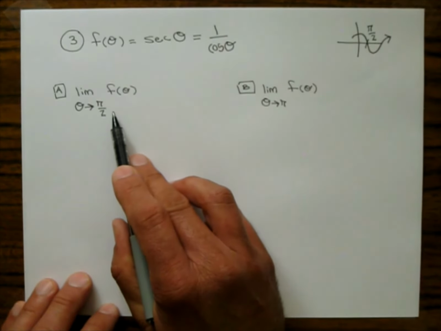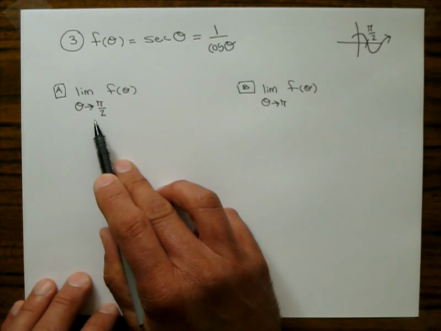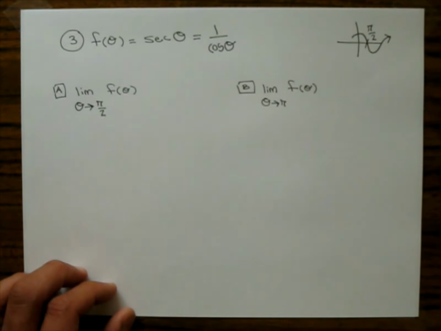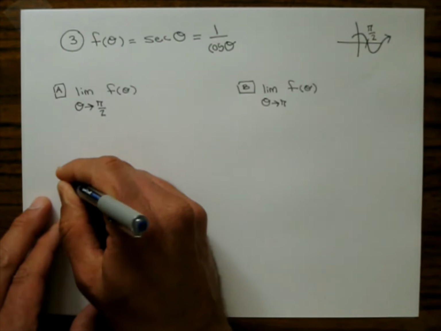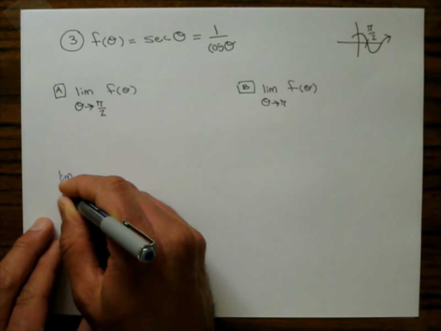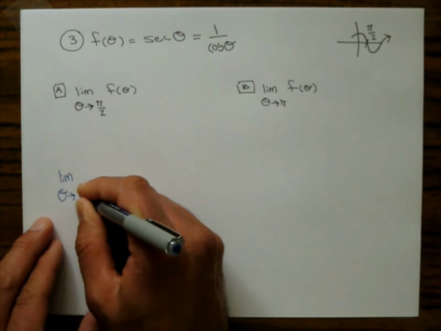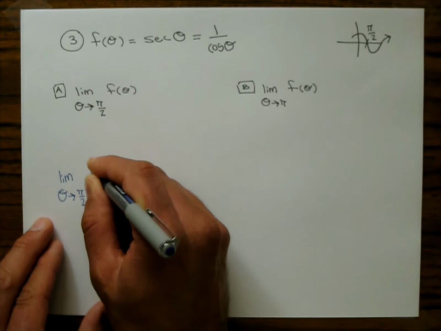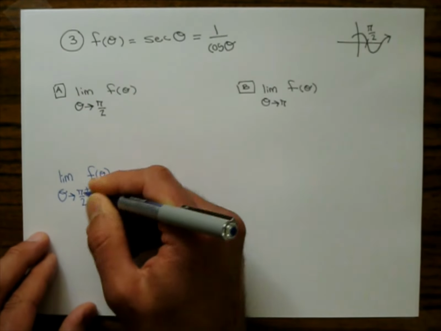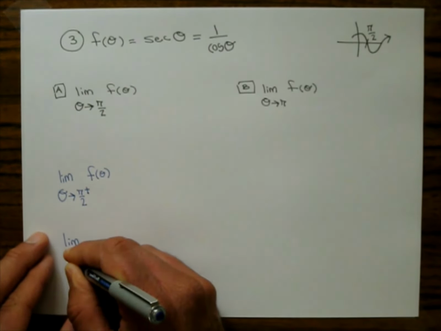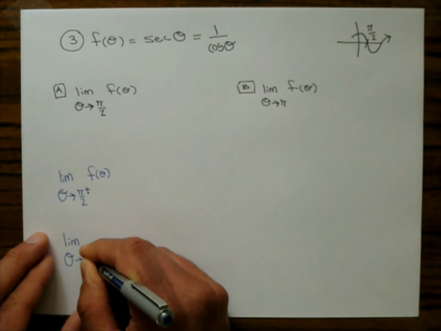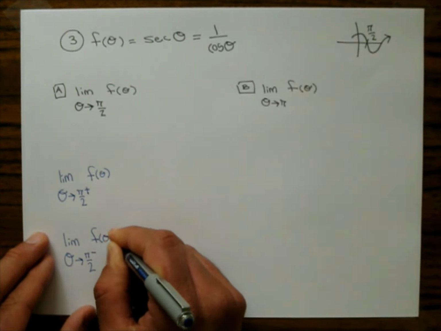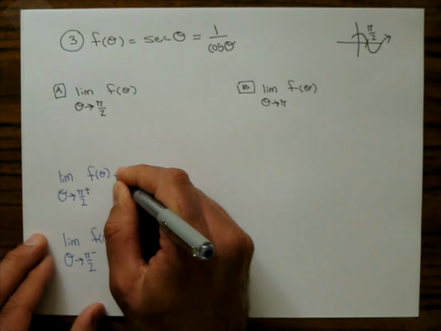So if you get a limit and it's just a regular limit coming from both sides and you end up getting something like this, then what you probably want to investigate is the limit as theta approaches pi halves from the right, and the limit as theta approaches pi halves from the left. And see if they give you the same thing. I'm going to go ahead and do this.